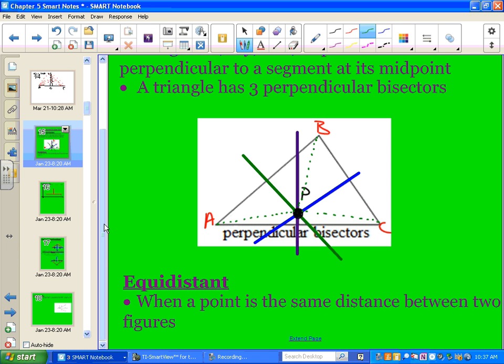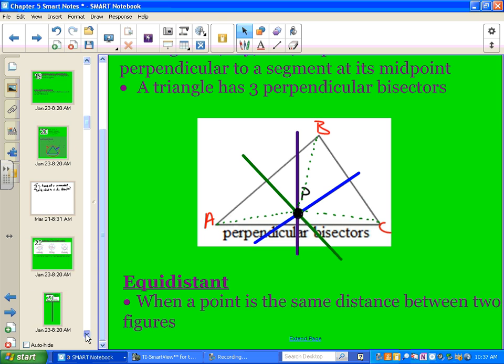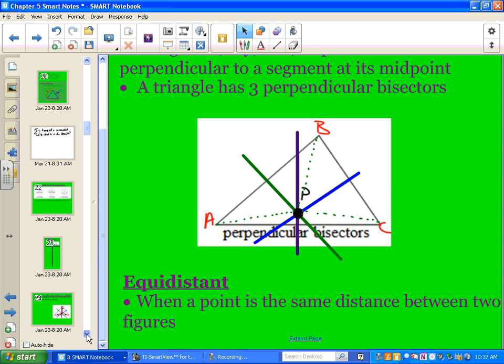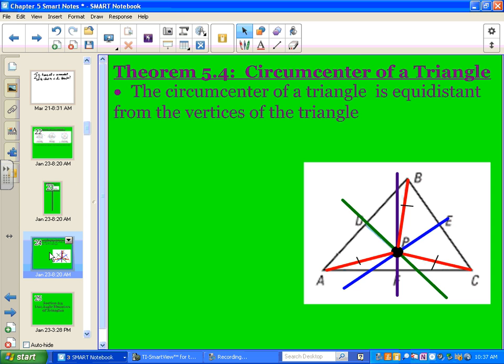Turn to the very last theorem in this section, please. The third page of the section, theorem 5.4. We're going to change the name of that theorem to circumcenter of a triangle. And this theorem says that the circumcenter of a triangle is equidistant from the vertices of the triangle.